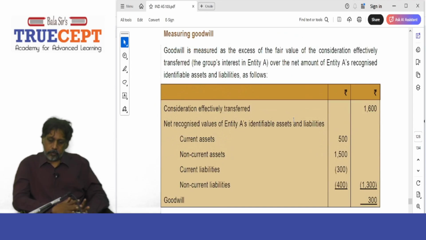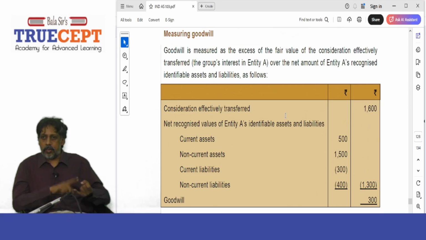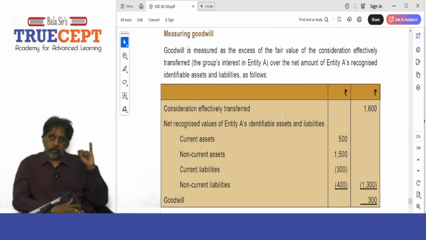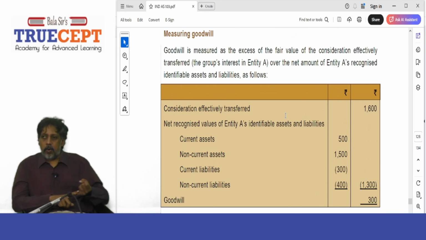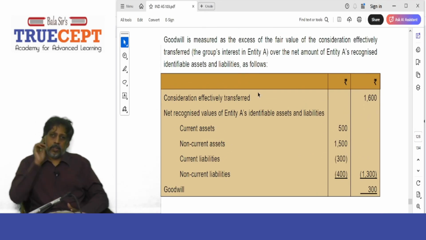Measuring goodwill. Goodwill is measured as the excess of the fair value of consideration effectively transferred, that is the group's interest in entity A, over the net amount of entity A's recognized identifiable assets and liabilities as follows. Consideration is 1,600. As net assets: current assets 500, net non-current assets revalued at fair value 1,500. Current liabilities 300 and non-current liabilities 400. Subtract: net 1,000. 1,600 less 1,000, so therefore there is goodwill of rupees 300. Is that fine?